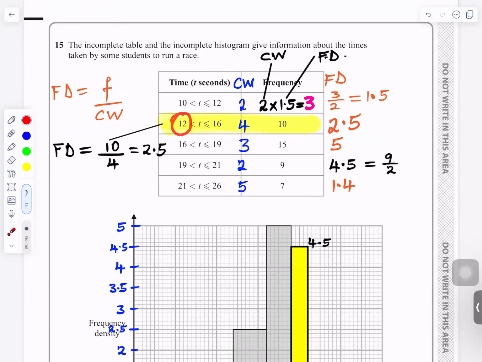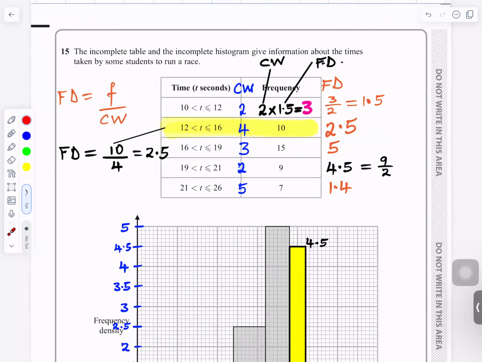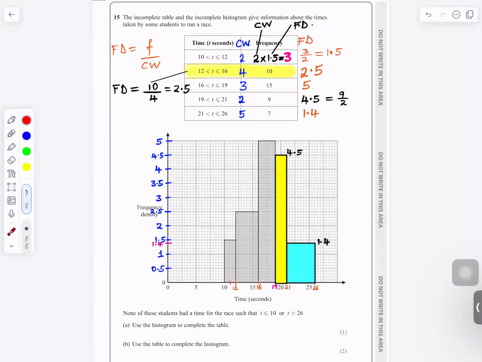Between 12 seconds and 16 seconds, there were 10 students. Between 16 seconds and 19 seconds, there were 15 students. Between 19 seconds and 21 seconds, 9 students. Between 21 and 26, the frequency is 7. Frequency is how many there are. Now, they want us to use, for part A, the histogram.